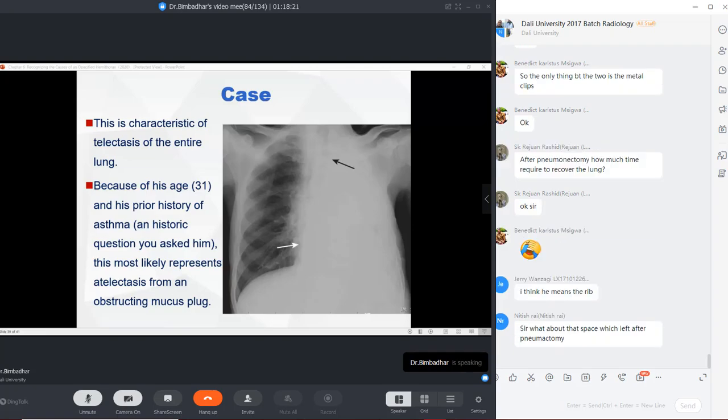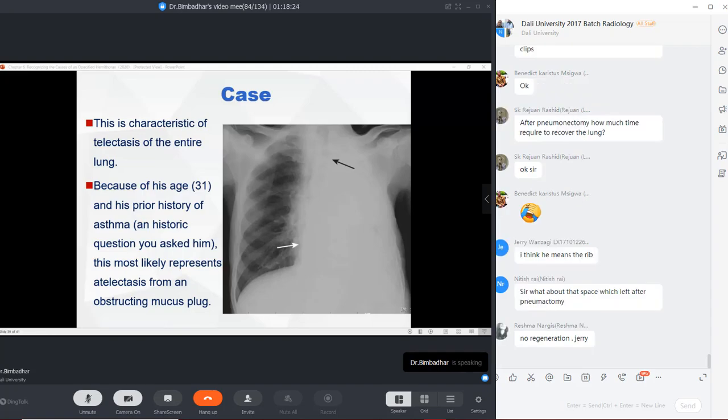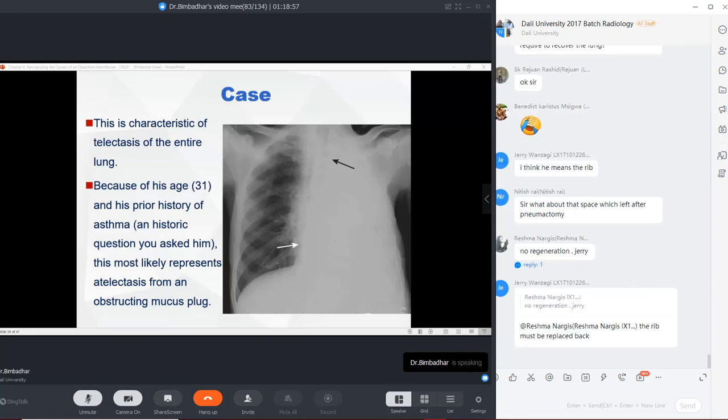What about the space? Nothing happens to the space. The space will be left as space itself. It will eventually get fibrosed because the surrounding tissues, the thoracic fascias and other things, the internal fascias and the muscles like pectoralis major that are present there, will eventually and slowly start to fibrose. Okay, Nitish, is that clear?